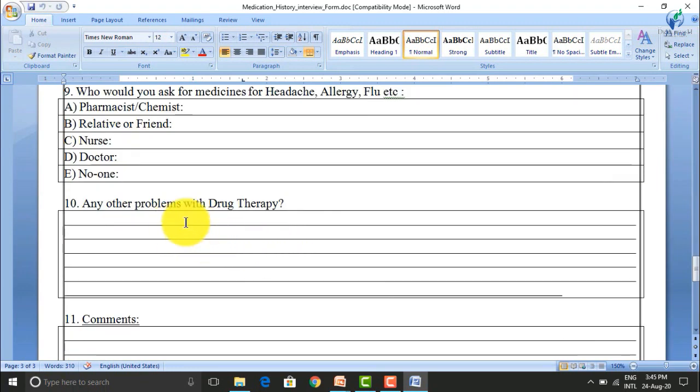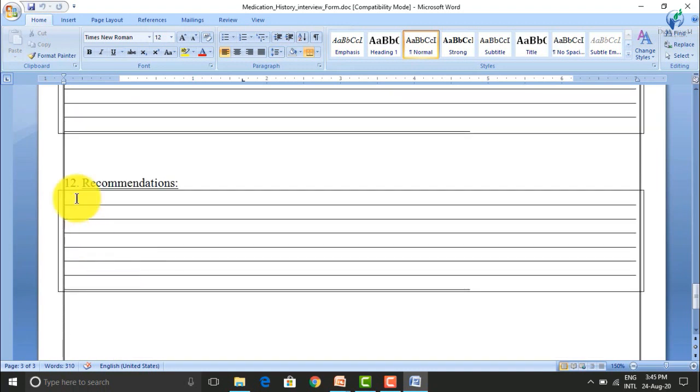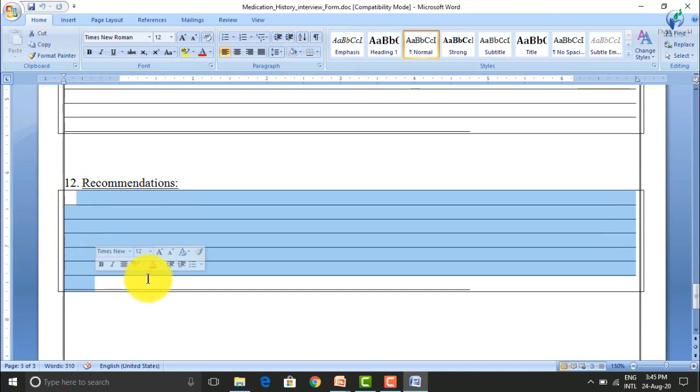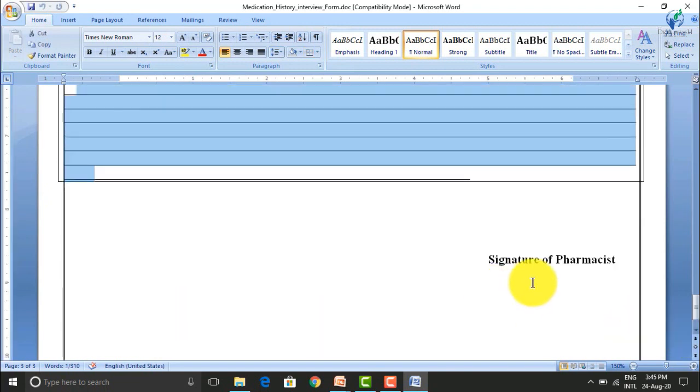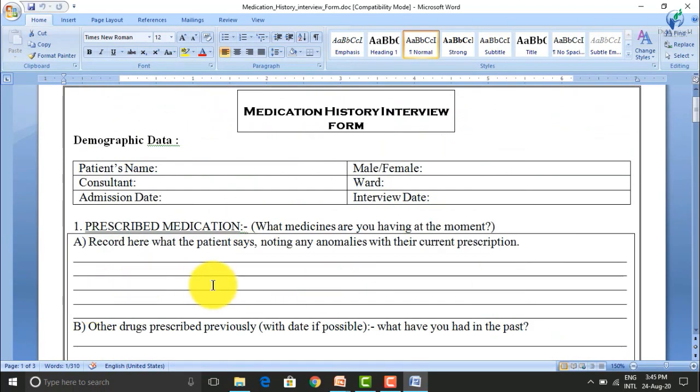Then any other problem with the drug therapy, if he is facing any problem with the drug therapy, then we have to mention over here, or any relevant comment that we came to know from the medication history interview, that we should write over here, and on the basis of that any recommendation that is required, then we can mention over here, and afterwards there will be the signature of pharmacist. So this is one of the form that is for the medication history interview.